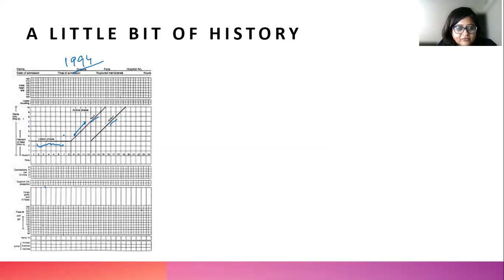Okay, so before this, just quickly, what is the first stage of labor? The first stage of labor is the onset of true labor pains to full dilatation of the cervix. And the first stage of labor is divided into a latent phase and an active phase.